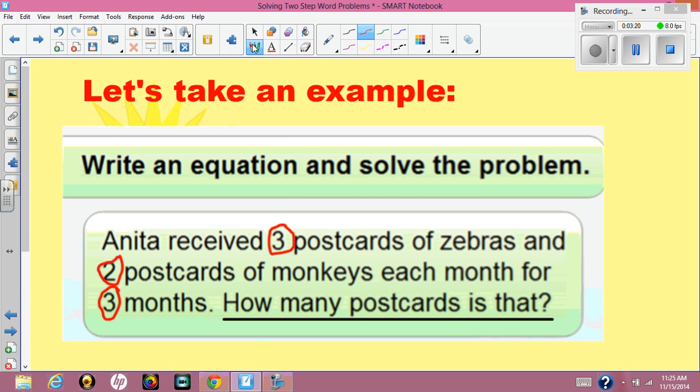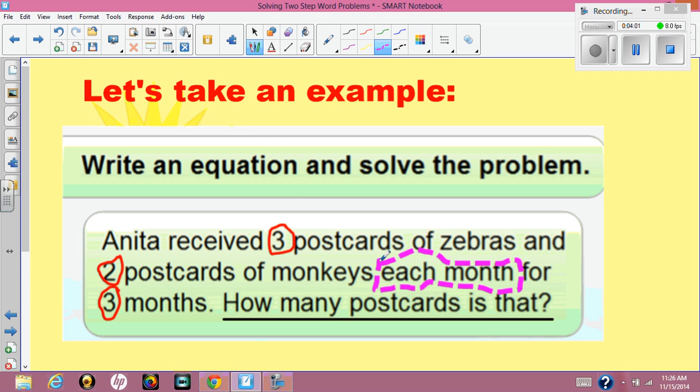So let's look again, and this is when I think it's always important to read through one more time our word problem and make sure that we understand and have all the keywords boxed. Anita received 3 postcards of zebras and 2 postcards of monkeys each month for 3 months. Well, in this case, I think we have kind of a phrase or 2 keywords together. Let's look at each month, because I think that's kind of critical to what we are doing with this word problem.